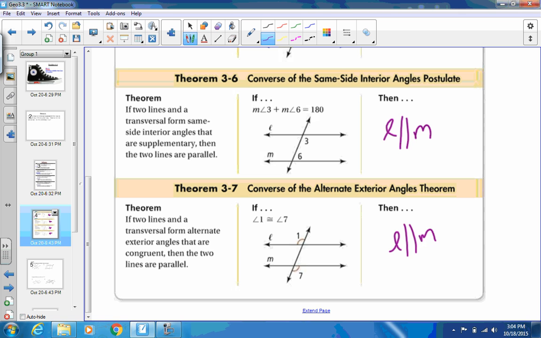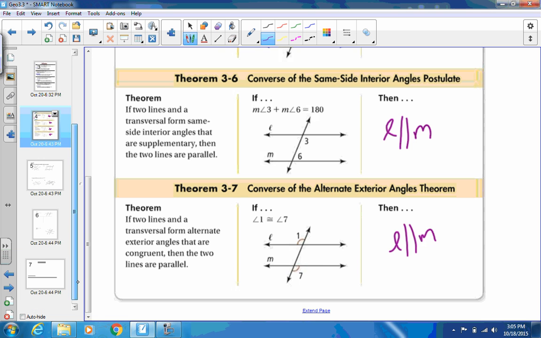Okay, so we're going to look for situations where we can prove lines are parallel: if we have any of these, alternate exterior angles that are congruent, alternate interior angles that are congruent, same side interior angles that are supplementary, or corresponding angles that are congruent. Those are ways we can use to prove parallel lines.